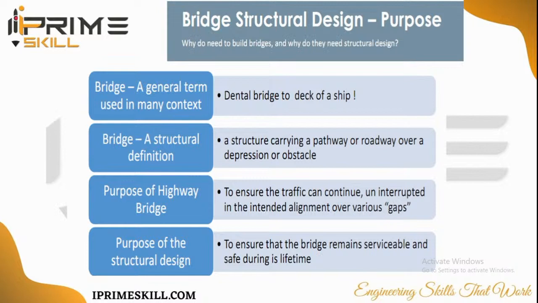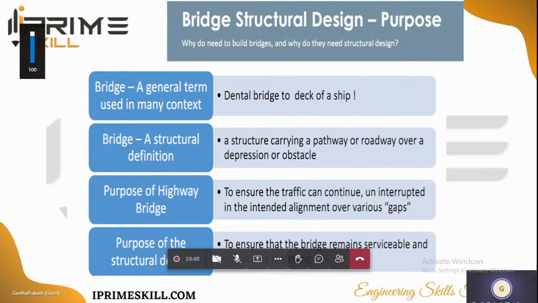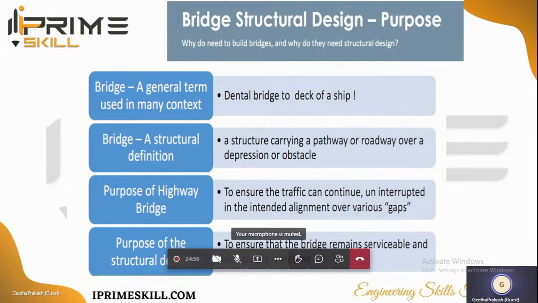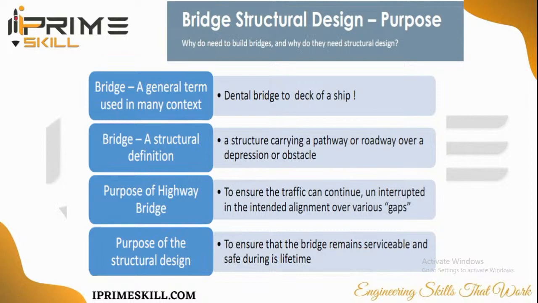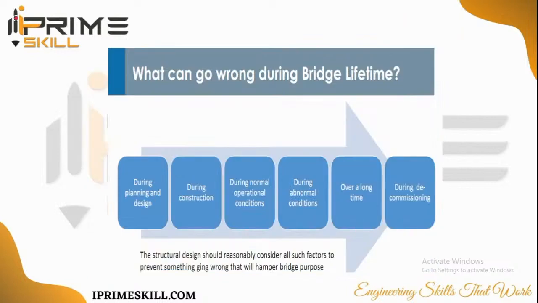So why do we need to build bridges? It is a bridging kind of thing between two pathways, or over an obstacle on a roadway or a pathway. That is the definition of a bridge. Okay? The purpose is so that traffic can continue uninterrupted in the alignment. Okay? The purpose is to become serviceable and safe during its lifetime. So that is the bridge design purpose.